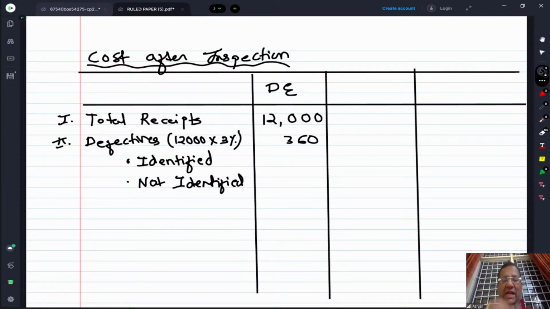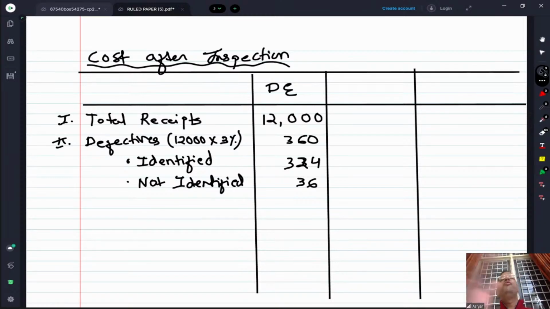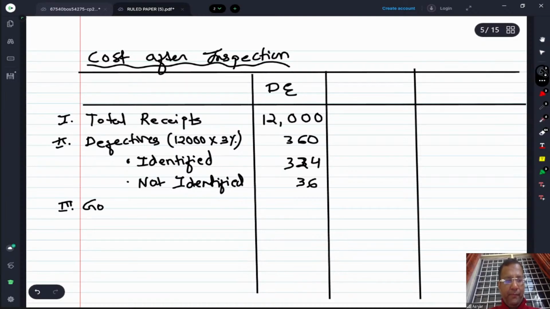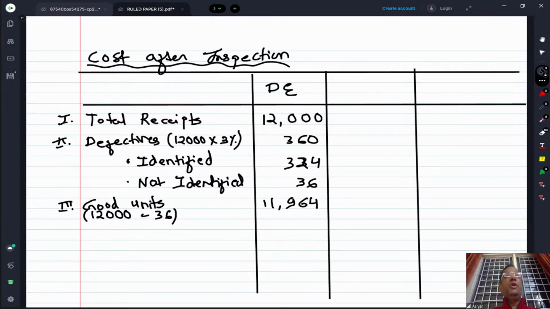So 10% of 360 will be 36. And the remaining 324 units can be identified at the inspection stage itself. So this 324 will be returned to the supplier and no payment will be made. Therefore, the good units will be 12,000 units minus defectives which have not been identified. The defectives which have not been identified is 36. So the final answer is 11,964, the number of good units in this particular case of D Limited if we do the inspection.